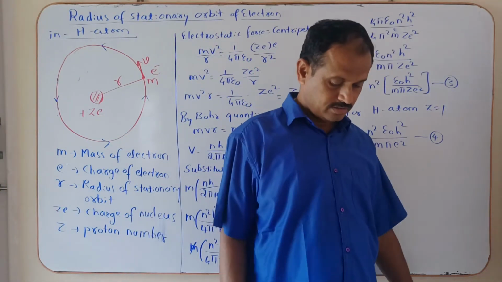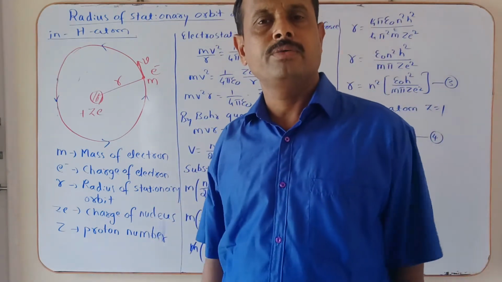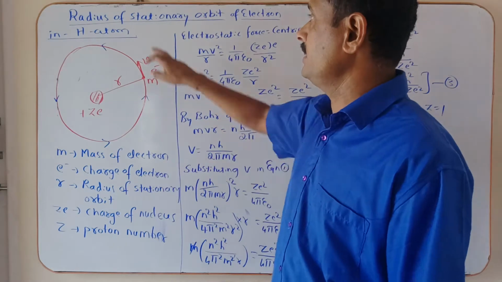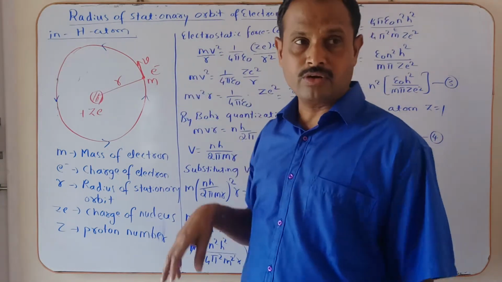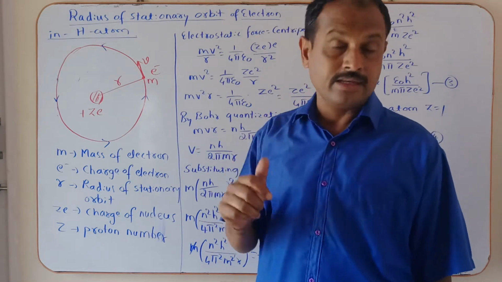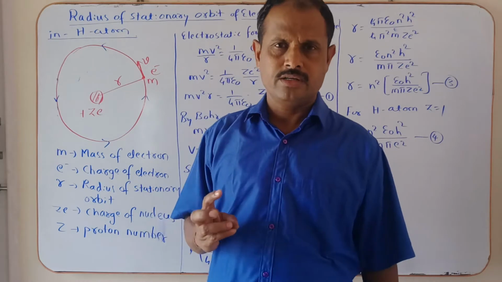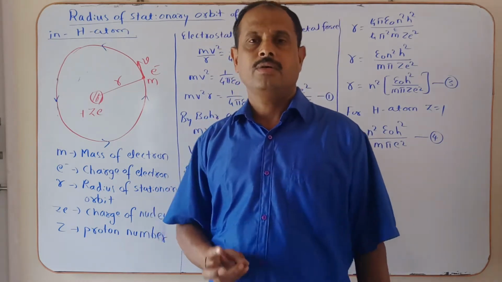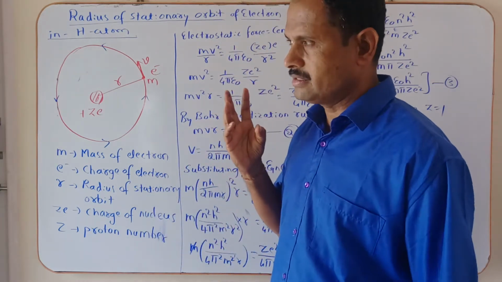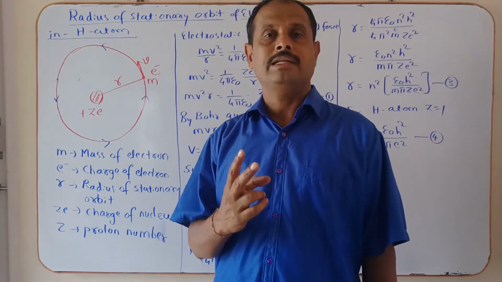My dear students, in this video clip I want to discuss a very important derivation, that is, the radius of the stationary orbit of an electron in a hydrogen atom, particularly in the nth orbit. Already you know the postulates. What are the three important postulates of the Niels Bohr atom model?